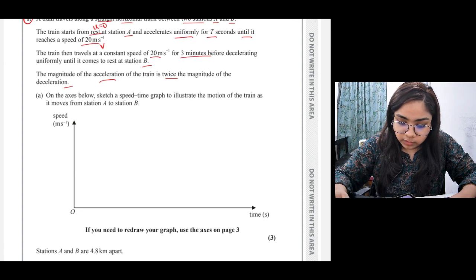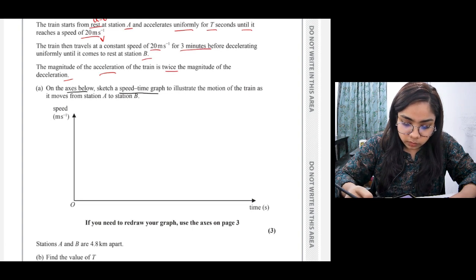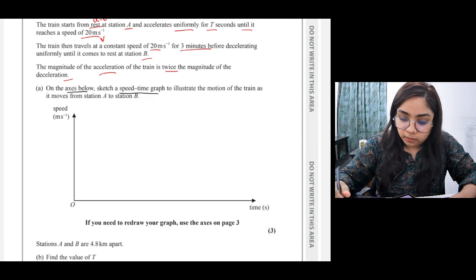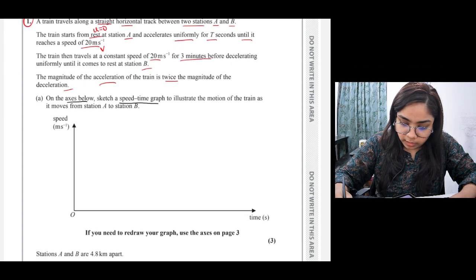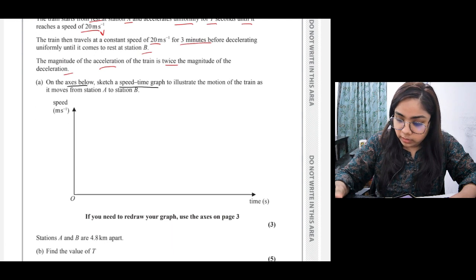After this it says that on the axis below, sketch a speed-time graph to illustrate the motion of the train as it moves from station A to station B. This will not have any negative axis because this is a speed-time graph, not a velocity-time graph. As it's just a sketch, I don't think we can add much to this diagram. But then again, let's try.